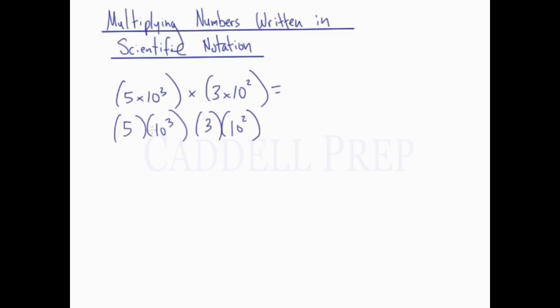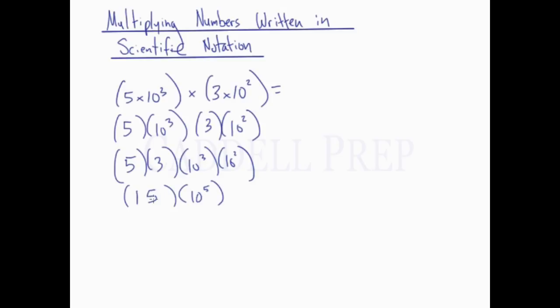So if we wanted to, we could do 5 times 3 first. And then we could do 10 cubed times 10 squared. So 5 times 3 is 15. And then 10 cubed times 10 squared. Remember, when we multiply terms that have the same base and different exponents, we just add the exponents. So this would be 10 to the 5th. So really, we have 15 times 10 to the 5th.